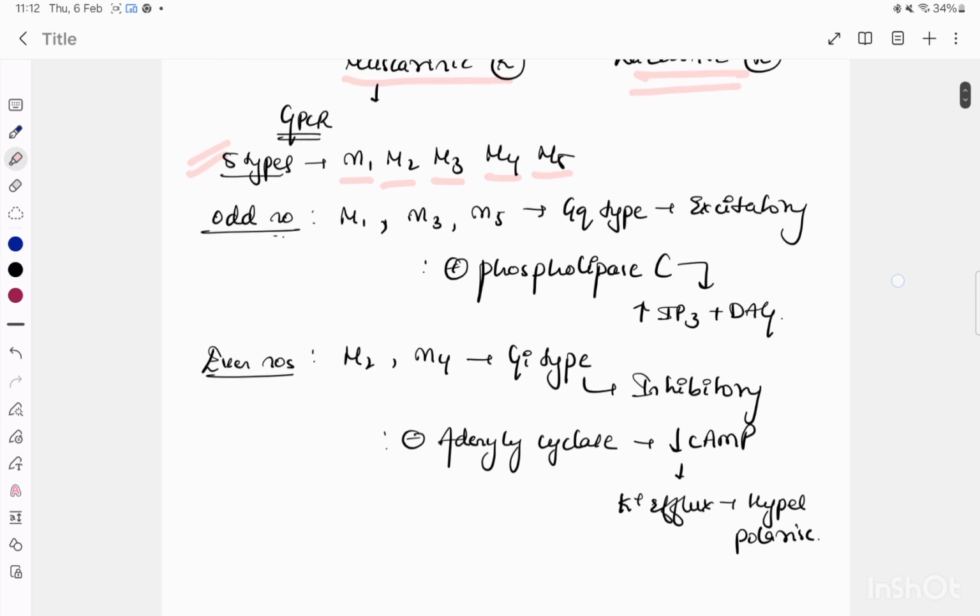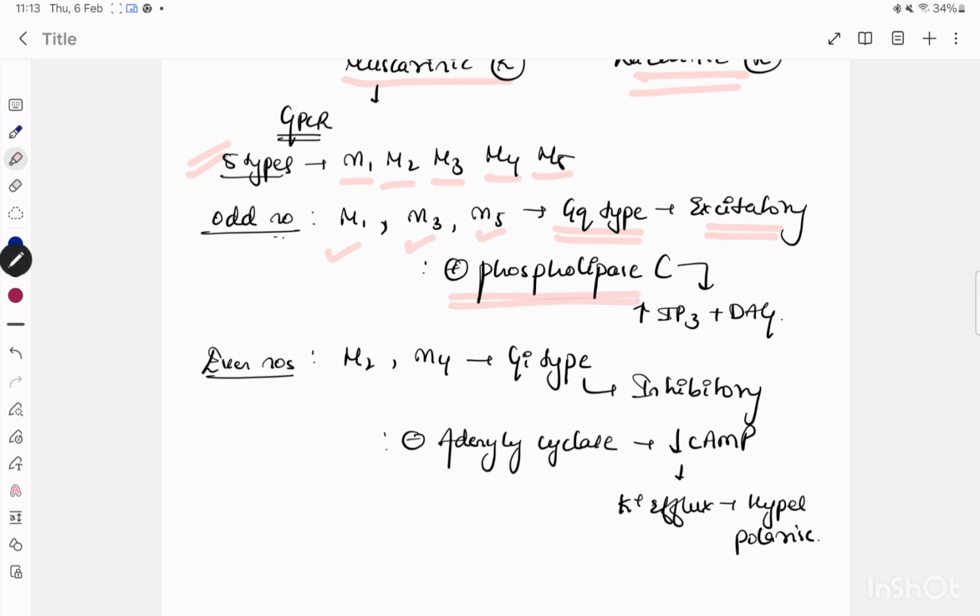Now you need to remember that all the odd numbers, the receptors that have odd numbers, that is M1, M3, and M5, they all are Gq type. That is, they are excitatory in nature. If you stimulate these receptors, they send excitatory signals. How do they do that? They do that by stimulating phospholipase C, because of which there is increase in IP3 and DAG. This is just the mechanism of action.